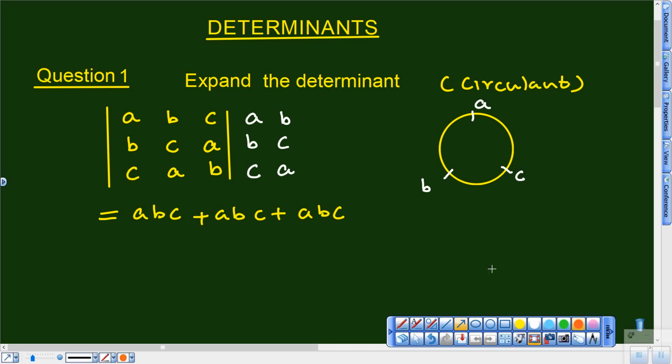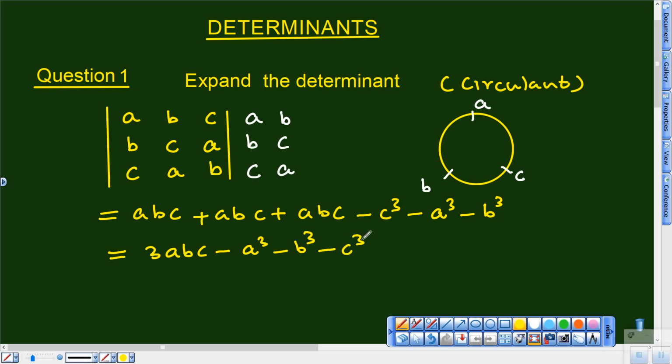The first secondary diagonal is this, so C into C into C, that is going to be C cube, so minus C cube. The second secondary diagonal is A into A into A, which is going to be minus A cube. And the third secondary diagonal is B into B into B, so that is minus B cube. If I rearrange this, I can write it as 3ABC minus A cube minus B cube minus C cube.